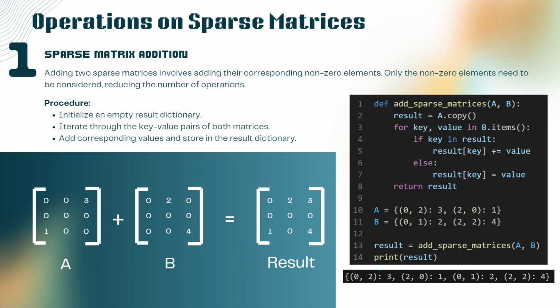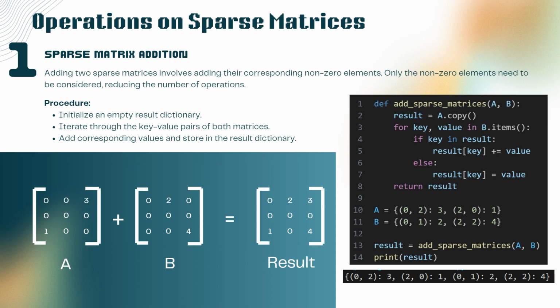Operations on sparse matrices. As we have discussed before, the common operations on sparse matrices are addition, multiplication, transpose, storage, and retrieval. Sparse matrix addition. Adding two sparse matrices involves adding their corresponding non-zero elements. Only the non-zero elements need to be considered, reducing the number of operations. Procedure for this. Initialize an empty result dictionary. Iterate through the key value pairs of both matrices. Add corresponding values and store in the result dictionary.